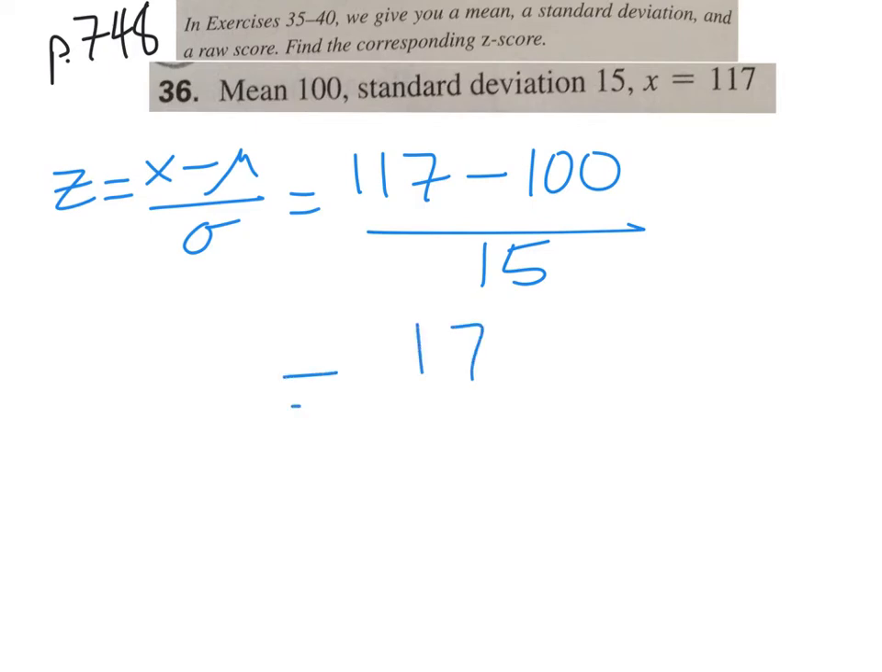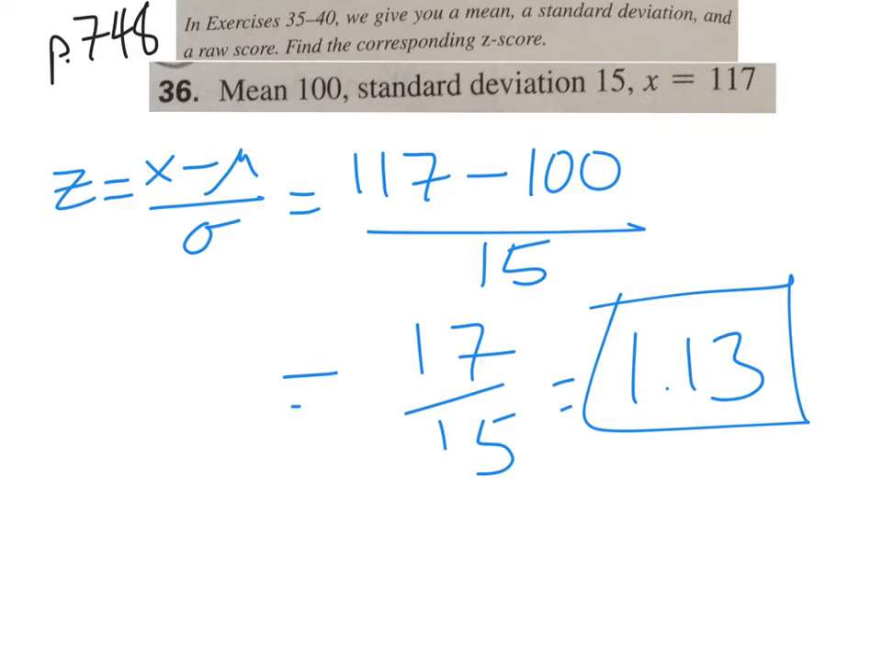We get 17 over 15, and z-scores are often rounded to 2 decimal places, so we're going to call this 1.13. So there you go, that's our z-score. And again, tying this all together, in your data set you have some mean and some standard deviation. The raw score of 117 is 1.13 standard deviations above the mean.